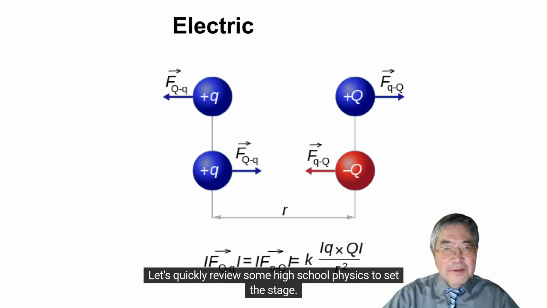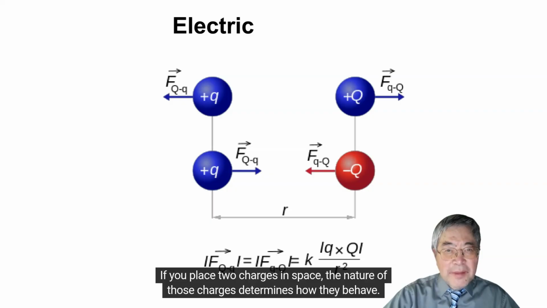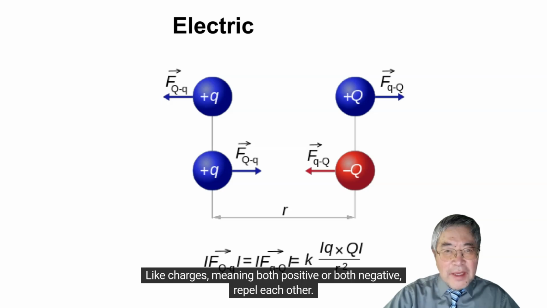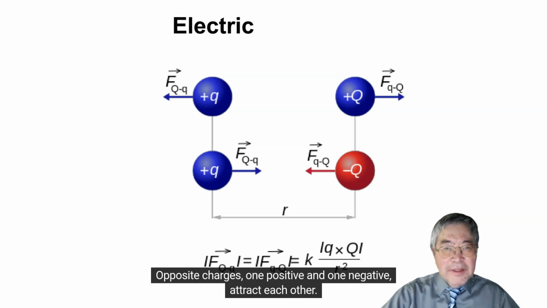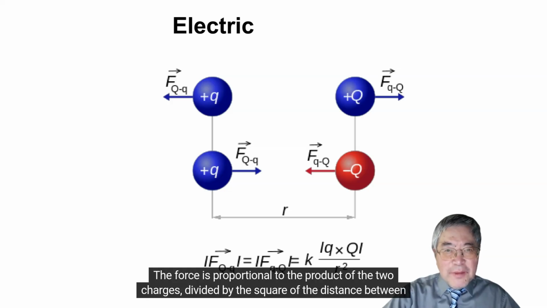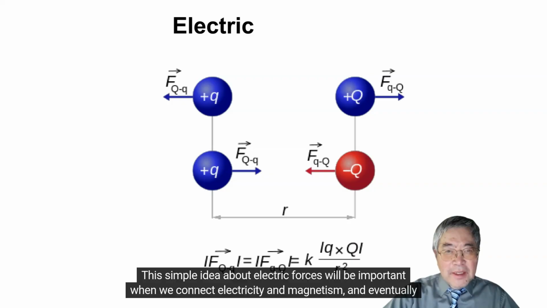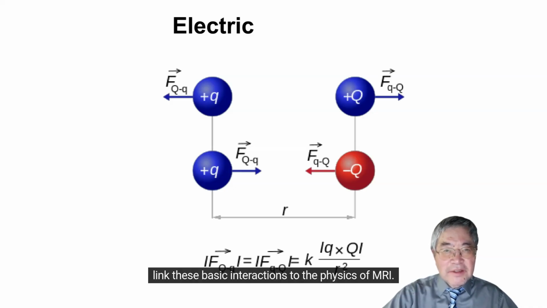Let's quickly review some high school physics to set the stage. Electric charges interact through forces. If you place two charges in space, the nature of those charges determines how they behave. Like charges, meaning both positive or both negative, repel each other. Opposite charges, one positive and one negative, attract each other. The strength of this interaction is given by Coulomb's law. The force is proportional to the product of the two charges divided by the square of the distance between them. So the closer the charges, the stronger the force. This simple idea about electric forces will be important when we connect electricity and magnetism and eventually link these basic interactions to the physics of MRI.